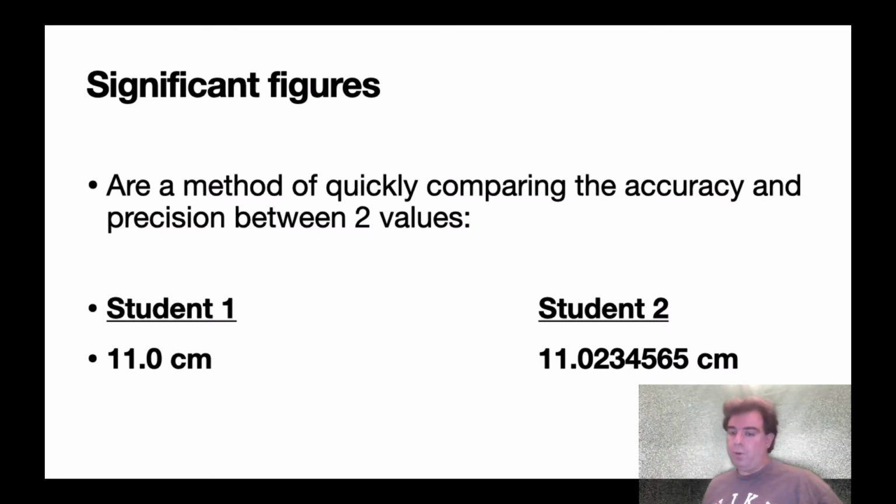I believe I speak for everyone when I say everybody would pick student 2, because why? There are more digits. In other words, student 2 took the time and obtained more place value measurements and is therefore more accurate and precise. That is exactly what significant figures basically do. We are looking at two measurements and saying, okay, student 2 obtained a more accurate and precise measurement than student 1. So it's a quick comparison between two values.